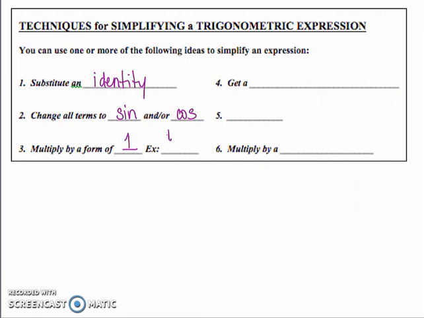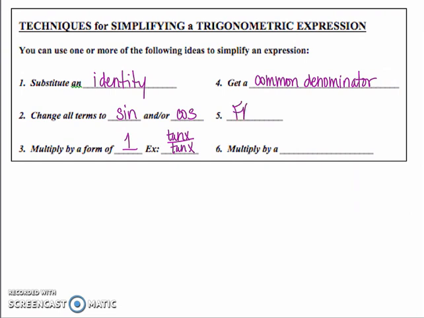An example would be if you were to multiply everything by tangent x divided by tangent x. That's just like multiplying by 1, but it might help you transform your expression. Our fourth technique is to get a common denominator. You will often do this if you have 2 expressions on one side of an equal sign and you're trying to make it look like one expression on the other side of the equal sign. So you need to combine them together with a common denominator.